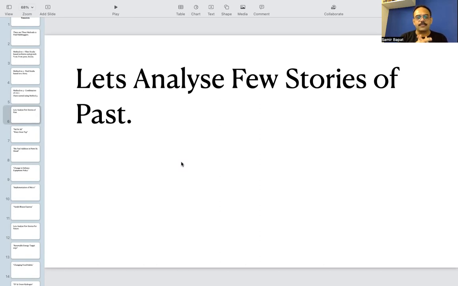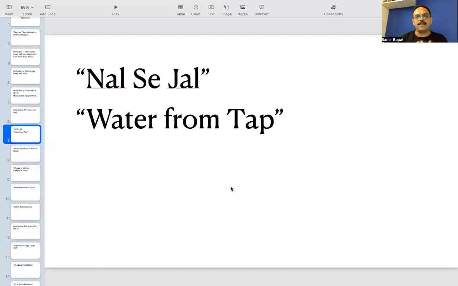Story number one. Some four or five years ago, the government of India decided to provide Nal se Jal. That means everywhere in India, all the places, they will be supplying water from the tap. Earlier, people had to struggle and bring the water. So the government of India said we will send water to every household, and every household will have a tap from which the water will come. Nal se Jal. Great scheme, great planning.